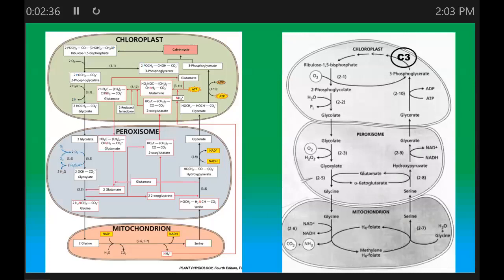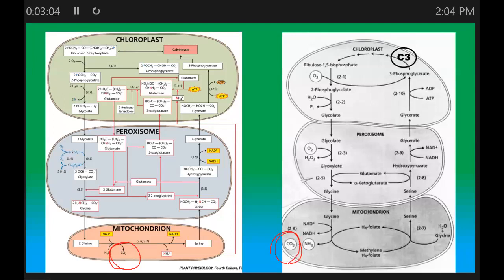So these are both depictions of the PCO cycle. The left one's more detailed. The right one is a little bit pared down, but basically you see it's complicated. You've got 3 different organelles. You have a big long pathway to look at. You have some issues in the sense that you have a loss of carbon in the form of carbon dioxide. Okay, so they're showing that in both images there.